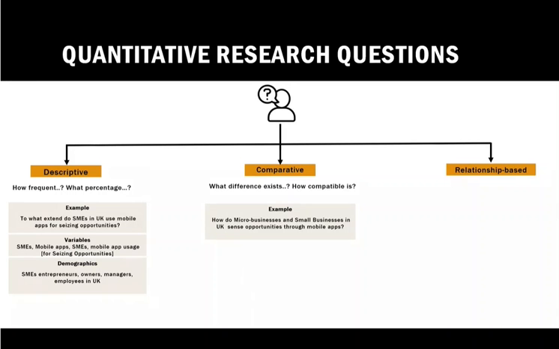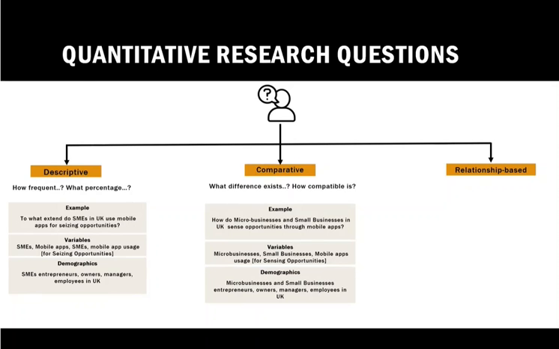So the idea is you want to know if there are differences in that. And so the variables here will be micro businesses, small businesses, mobile app usage, again in the context of sensing opportunity. And then the demographics look similar to what we said before. In terms of the relationship-based question, here you are looking at the relationship.